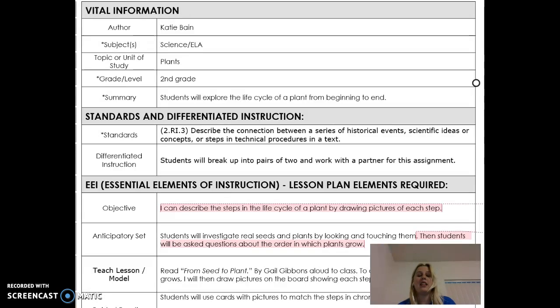The subject that this material will cover regards the science and English language arts section. The topic that we are currently studying is plants, so the class should be a little bit familiar with that. The grade level will be second grade, which is just the class that you'll be covering for me. And the purpose of teaching this lesson is so that students are able to explore the life cycle of the plant from the beginning all the way to the end.